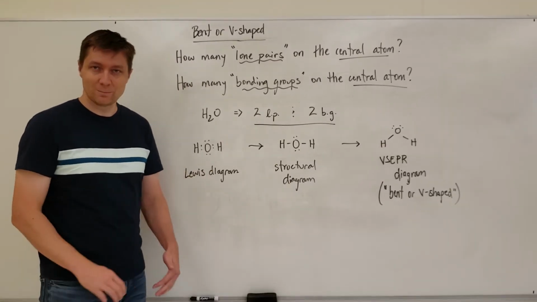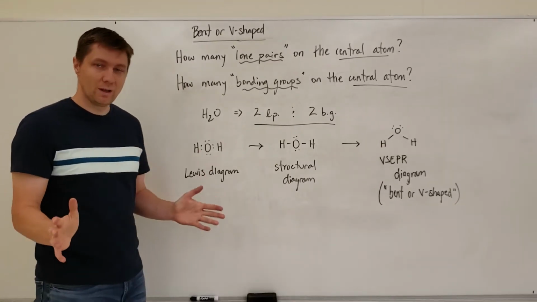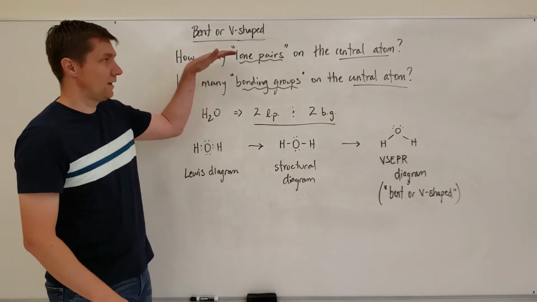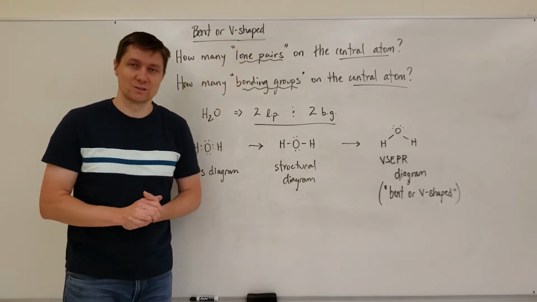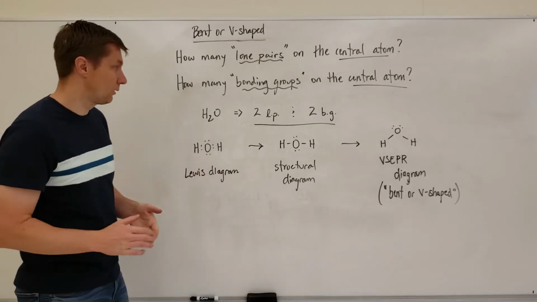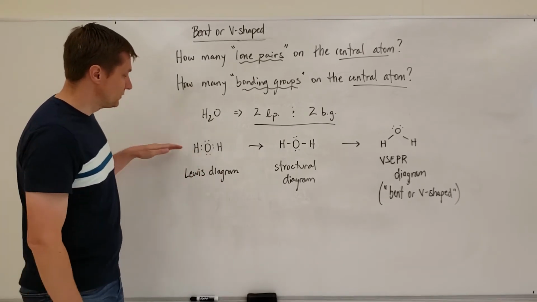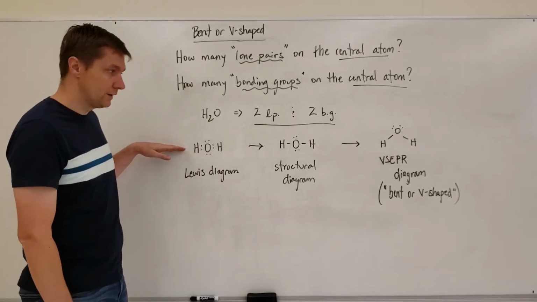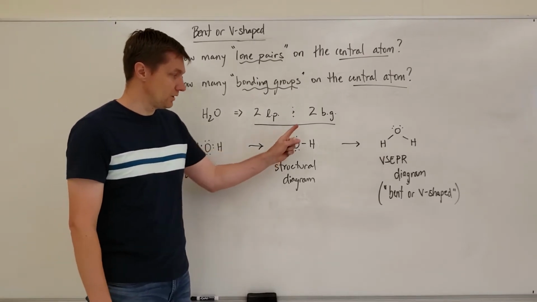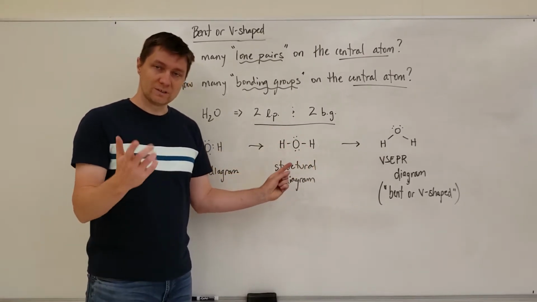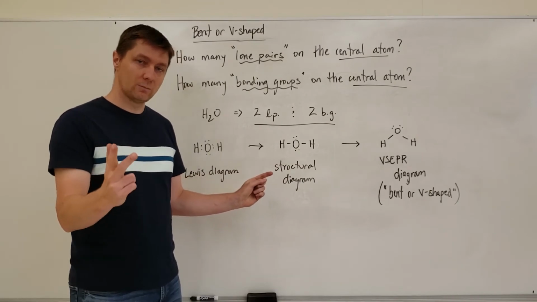Bent or V-shaped is up next. So the same rules apply here, guys, where we need to identify how many lone pairs and how many bonding groups is on the central atom. So my example here that I want to go through with you is water. If you take a look at the Lewis diagram of water, here it is. We turn that into a structural diagram, and here is where I'm going to look for my central atom and how many lone pairs and how many bonding groups it has.